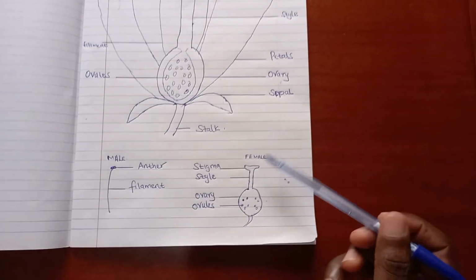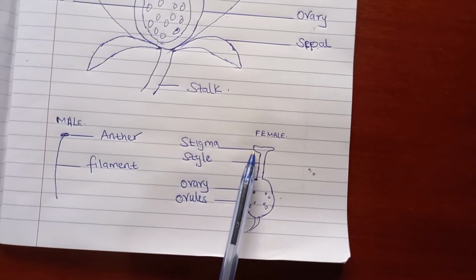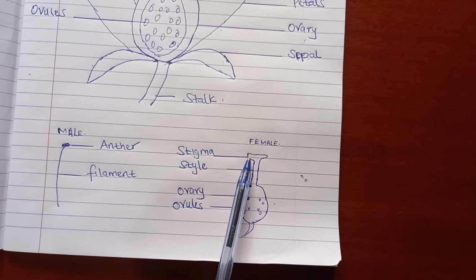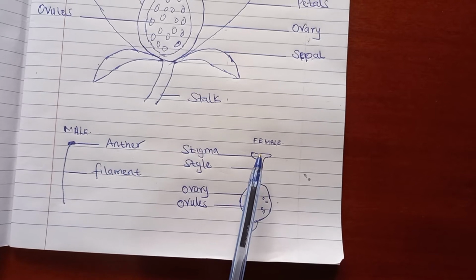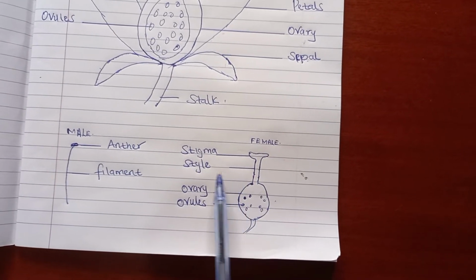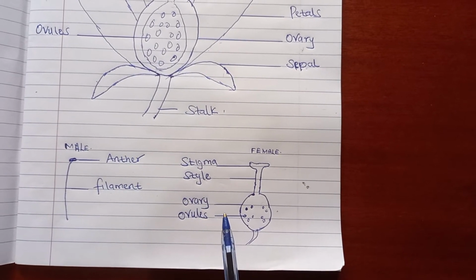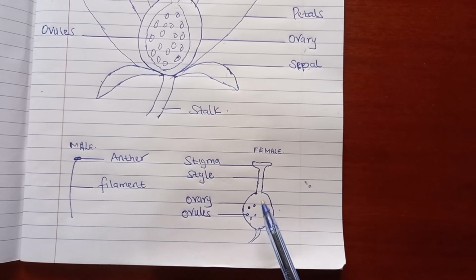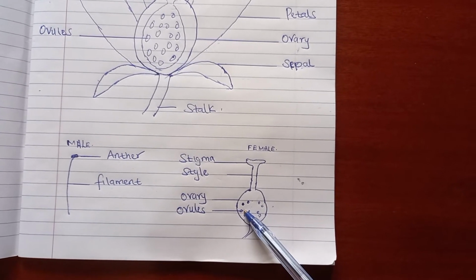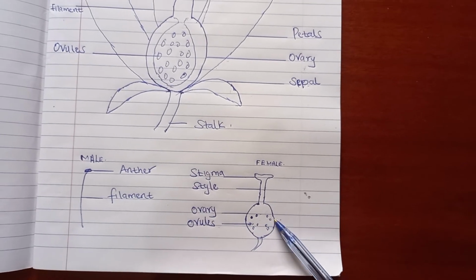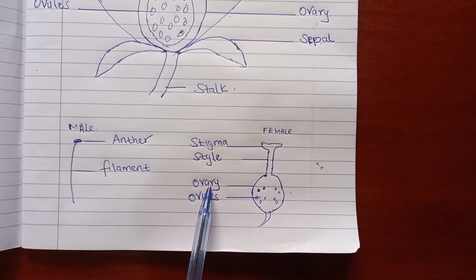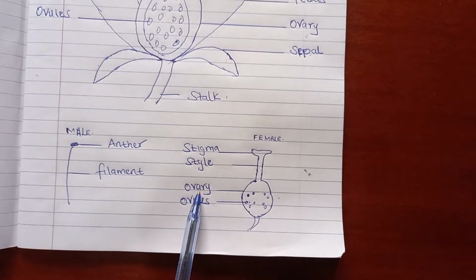So on our female part, we have the stigma. We have said that it receives pollen grains during pollination, the transfer of pollen grains from the anthers to the stigma. Also, the pollen grains germinate in the stigma before they travel down through the style, which develops to become the pollen tube. On reaching the ovary, the pollen grains fuse with the ovules, then fertilization takes place. The ovules develop to become the seeds. The ovary develops to become the fruit.